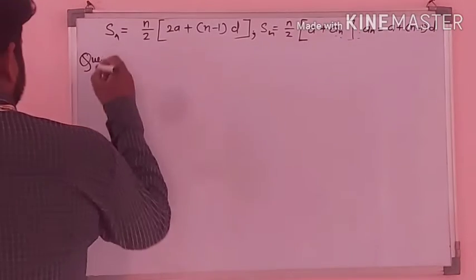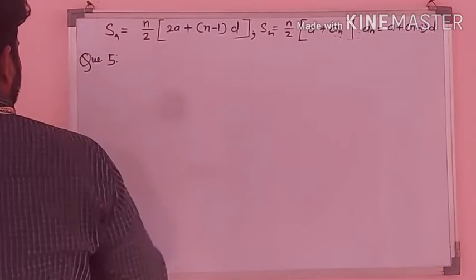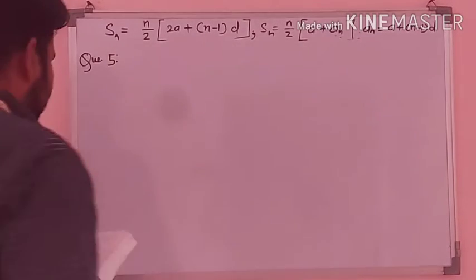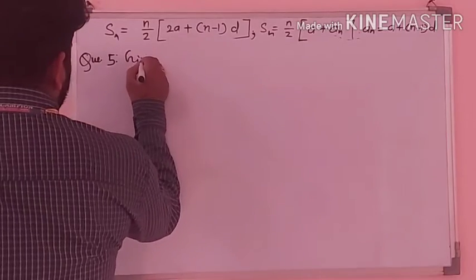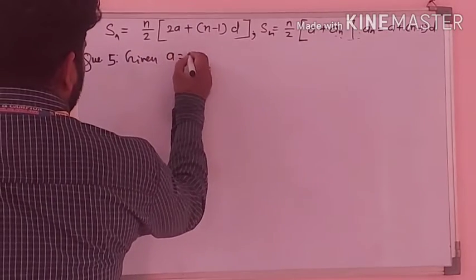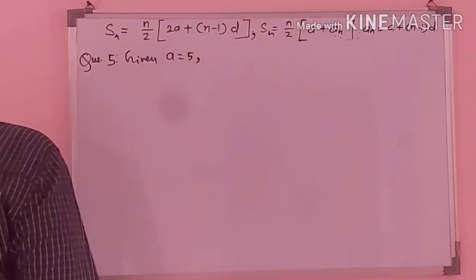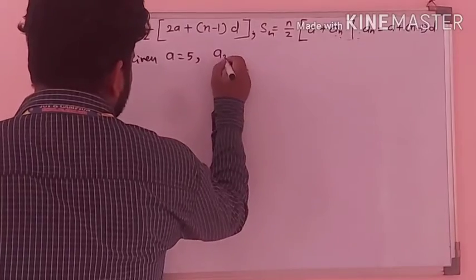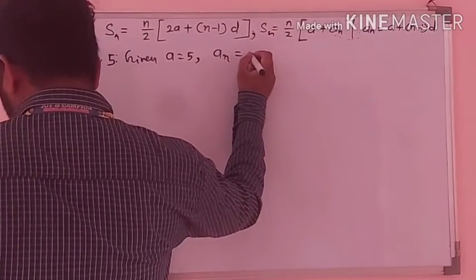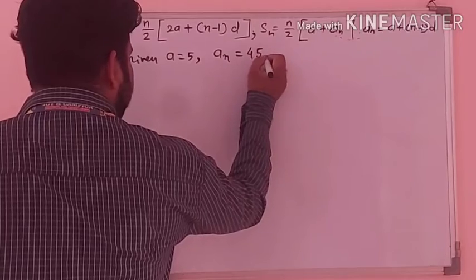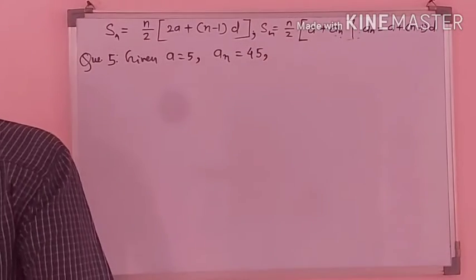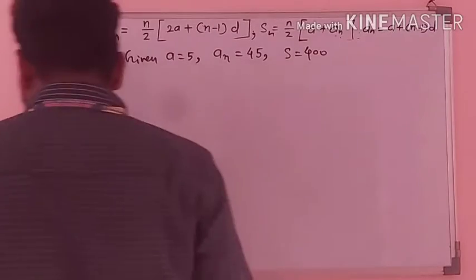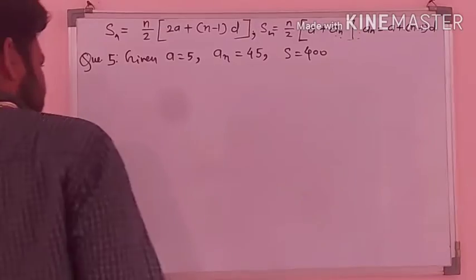Okay, question number 5. The first term of AP is 5. Okay, that means given is a is equals to 5. The last term is 45. That means this is an, so this one becomes 45. Okay, and the sum is 400. S is equals to 400. Okay, and find the number of terms.